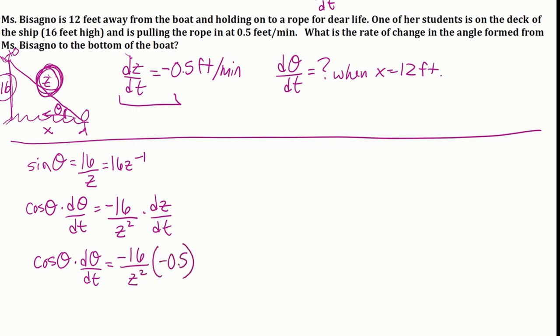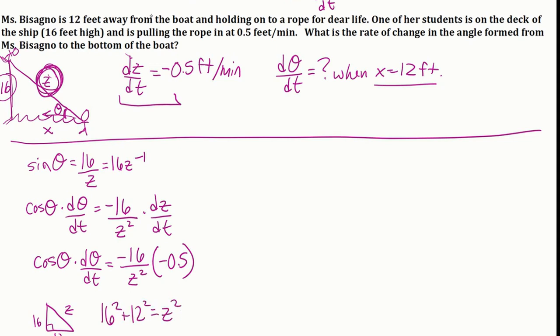Okay, so I have a few unknowns. Cosine is an unknown, and z is also an unknown. So let's look at things we can do to solve. I know this moment in time is when x is equal to 12. So that gives me, again, at this moment in time, 12, 16. I can figure out what z is by using the Pythagorean theorem. So 16 squared plus 12 squared is equal to z squared.